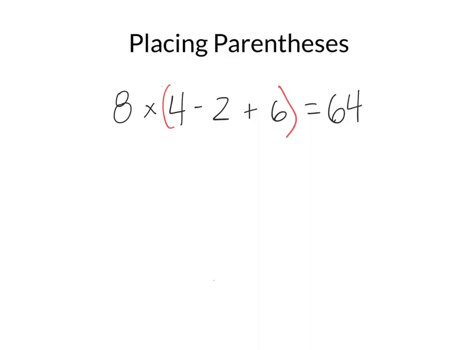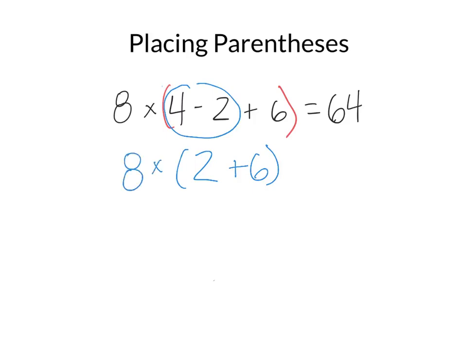So inside the parentheses, now I have 4 minus 2 plus 6. So remember, I still follow the order of operations even inside parentheses. So inside the parentheses, I have subtract and I have add. So I do those in the same step, moving from left to right. So I start on the left, and the first thing I see is 4 minus 2. So that's what I'm going to do first. 4 minus 2 is 2. I keep everything else the same.